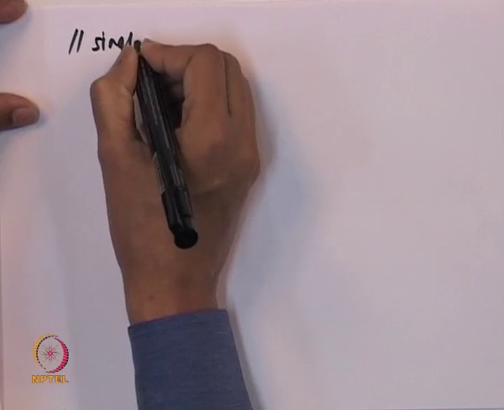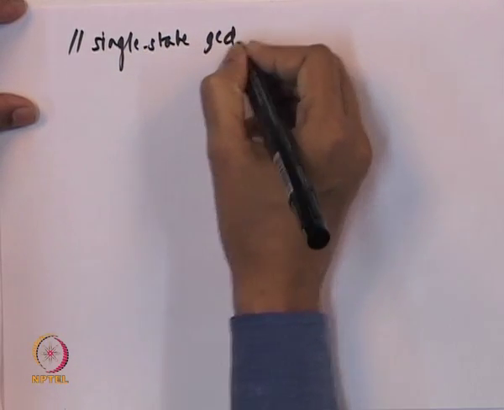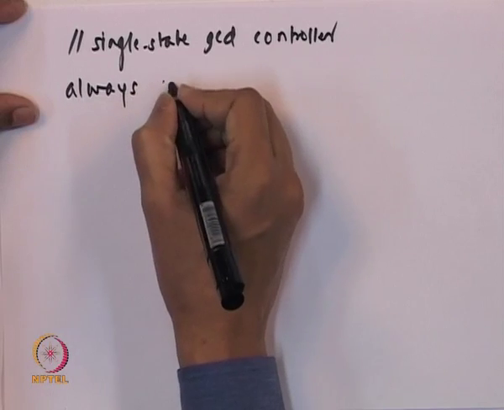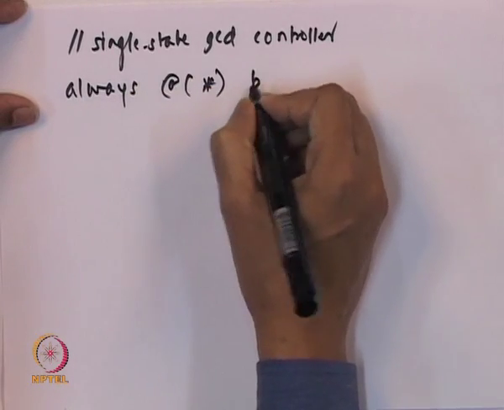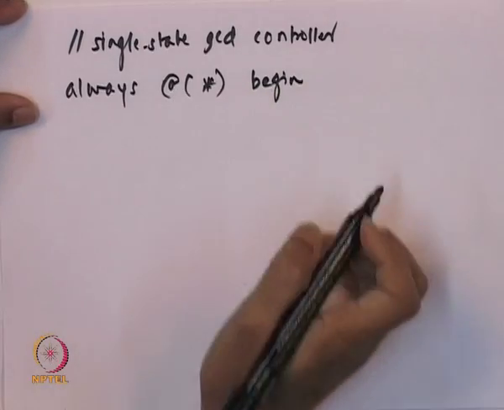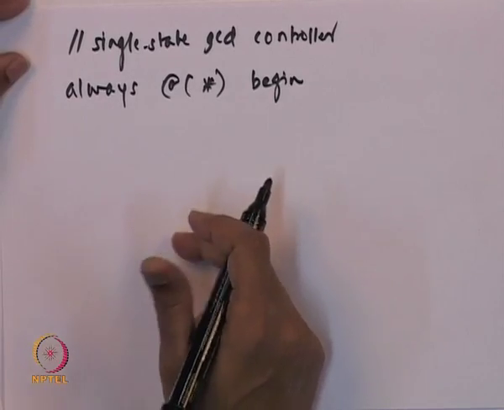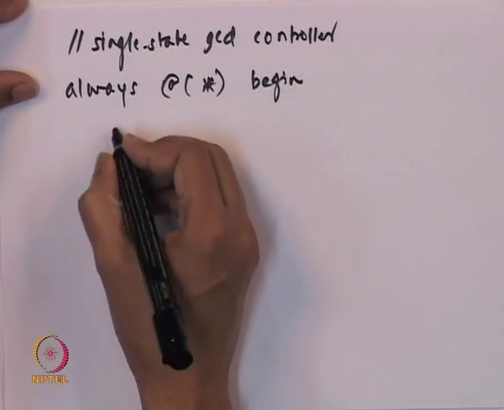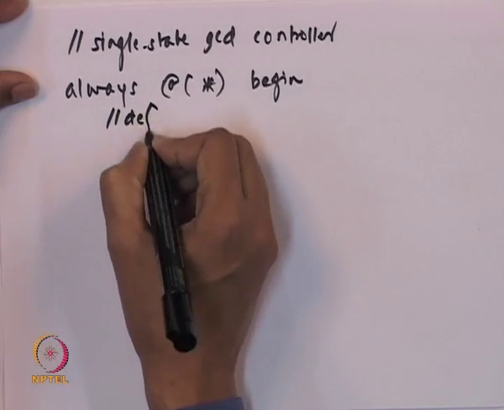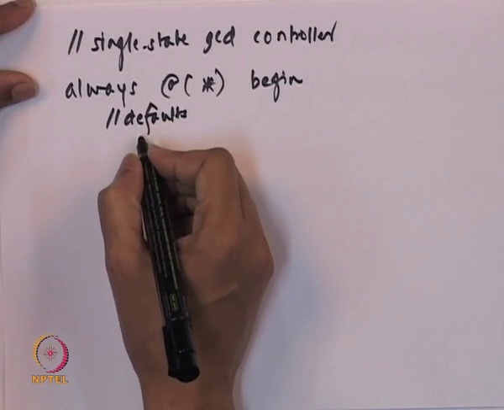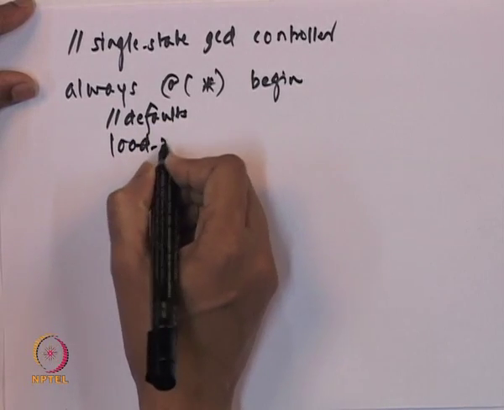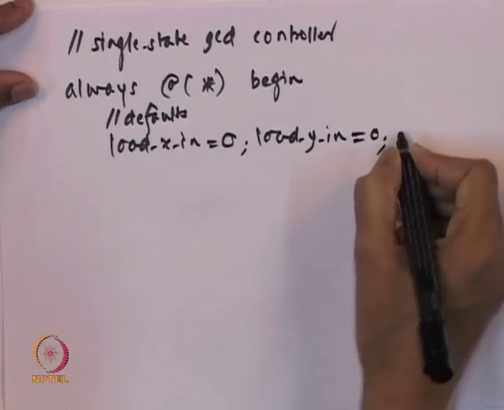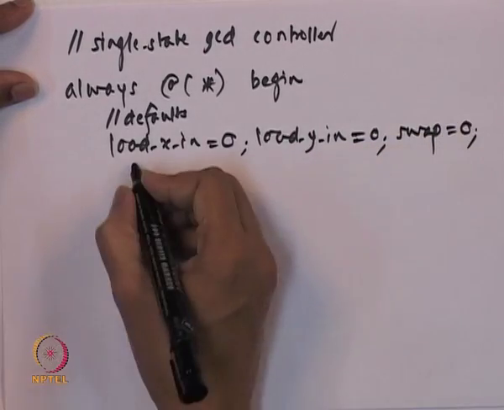This is the single state GCD controller. So, it is going to be purely combinational, no role of clocks here. Combinational logic can be described using continuous assign statements or always blocks which are not sensitive to the edges of the clock, like this. So, initially the defaults. I will specify the default values for all control signals as follows: load x in is 0, load y in is 0, swap is deasserted and so is ready.